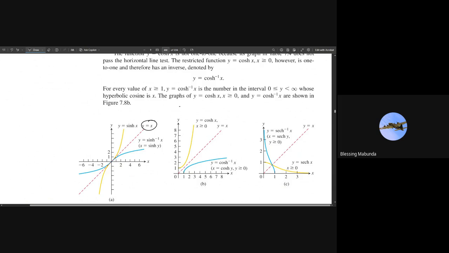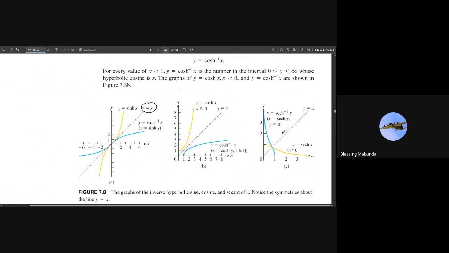Okay, excellent. And that's what that will give you. So you also need to know how the inverses are plotted. And for the hyperbolic secant function, this is it in yellow, and its reflection there will then give you y is equal to the inverse of the hyperbolic secant function, which looks like that.